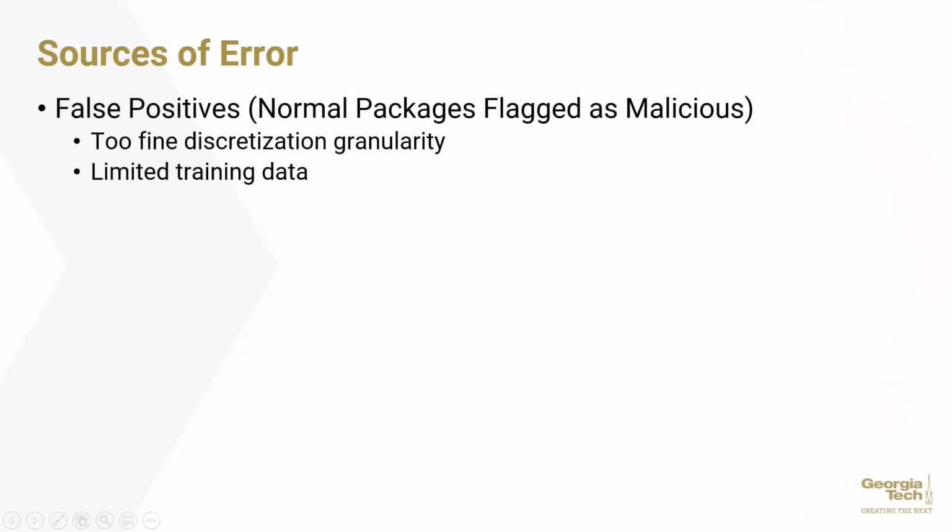So just considering the package level of this intrusion detection framework, let's consider some sources of error. In terms of false positives, which would be normal packages that are flagged as malicious, this could be caused by having too fine of a discretization granularity, and it could also be caused by having too limited of a training data set. So if there's some traffic that's part of normal operations that isn't captured during that training data collection period, then afterwards that traffic is going to end up being flagged as anomalous by the intrusion detection system.